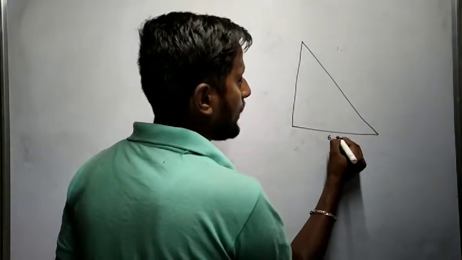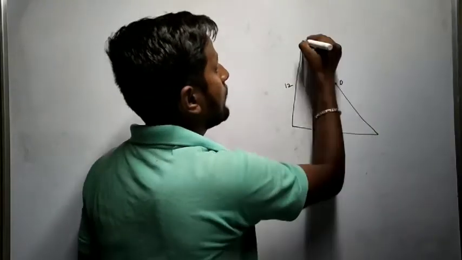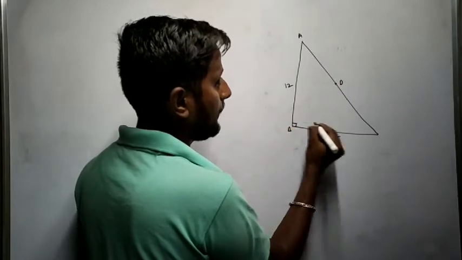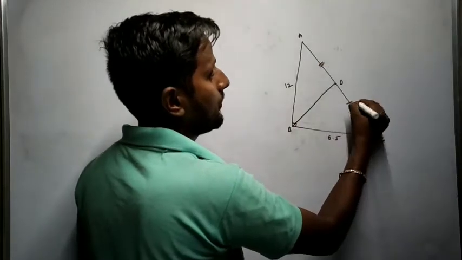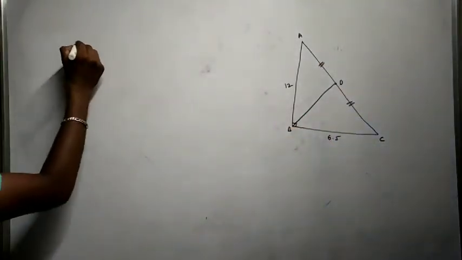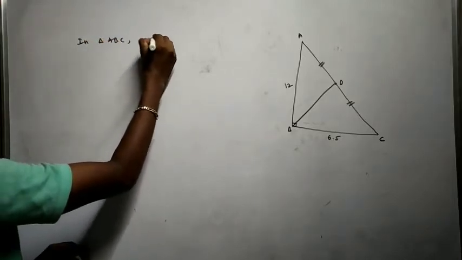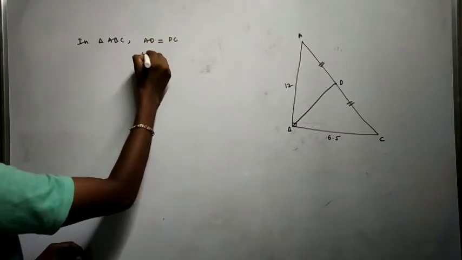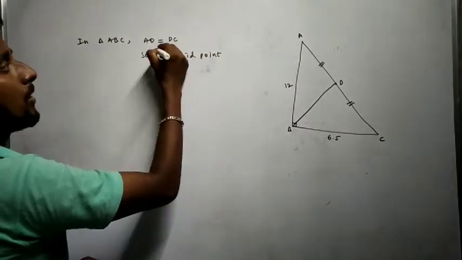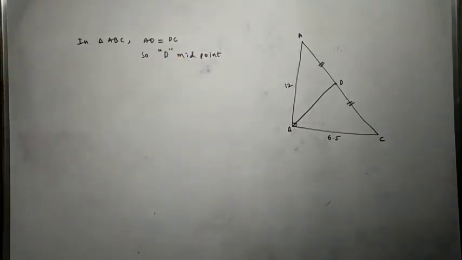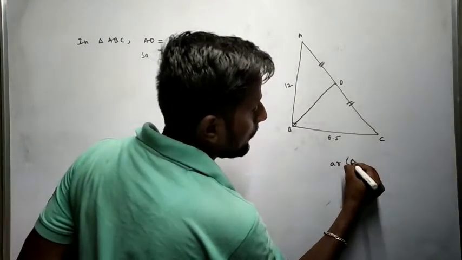Here it's 6.5, it's 12, and here the point D, here A, and B is the right angle, C. Correct? Here is the mark. So simple, here I'll write, in triangle ABC, the mark tells us AD is equal to DC. So D is a midpoint. D is a midpoint, right? Right.